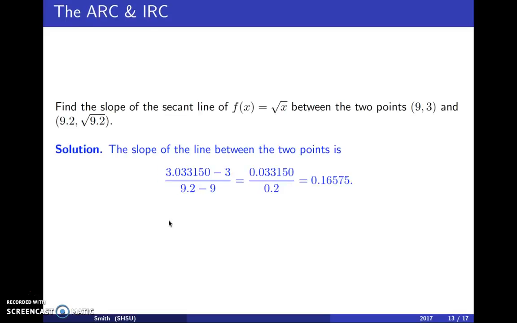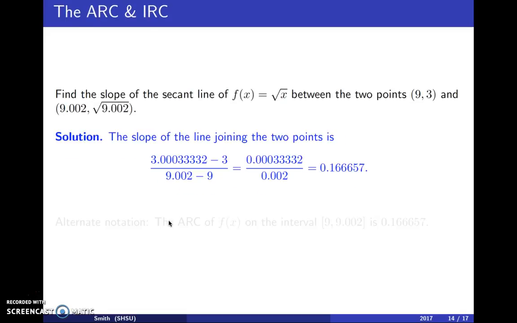Slope is change in y over change in x. All of these computations are the average rate of change. We have other ways of saying this. In this last problem, for example, we found the ARC as x moved from 9 to 9.002. The ARC of f of x on this interval is then 0.16657.